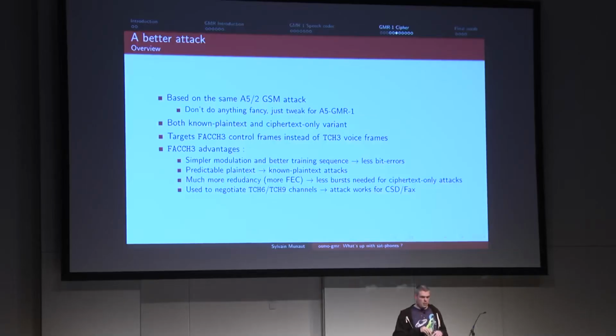We also decided to attack a different type of channel, and this is probably what makes the most difference. We decided to target FACCH3 control frames instead of the TCH3 voice frames. Now there is a very big advantage to targeting those frames. First, there's a different kind of modulation and training sequence, and from an RF point of view, they are much easier to receive. And that's pretty important if you're trying to mount an attack, because as soon as you have a bit error in the reception, it will make your equations inconsistent and you won't be able to solve for the key as easily. So these are very nice properties of those frames.